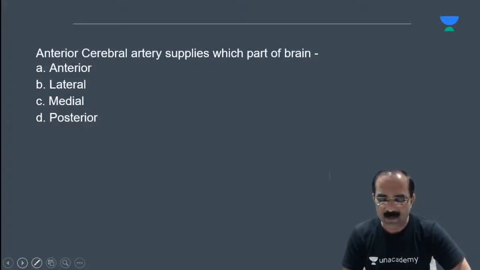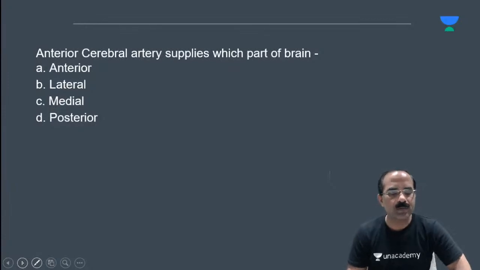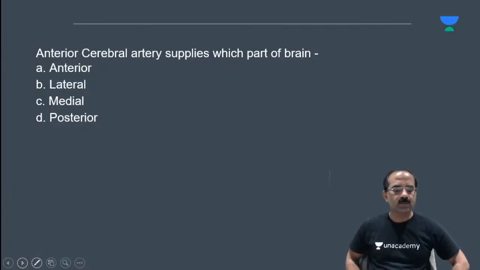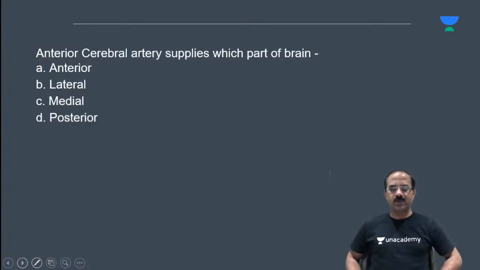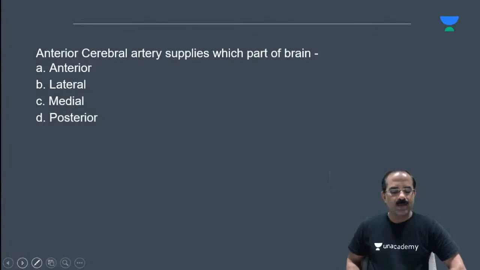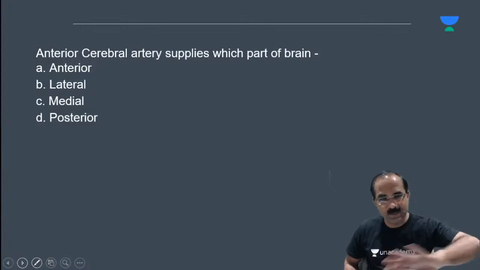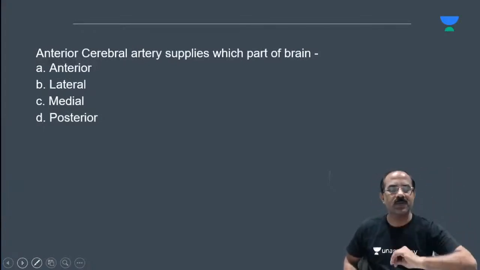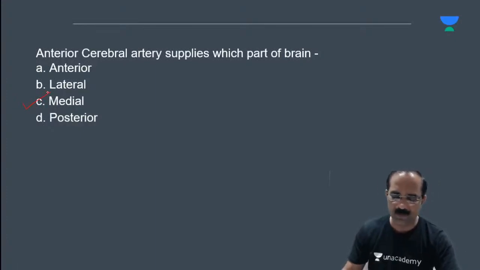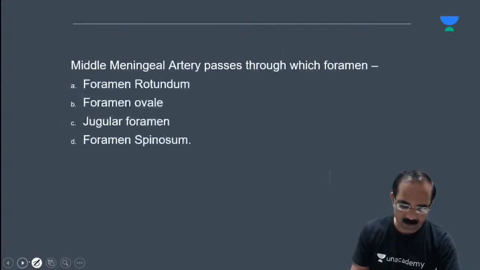Answer this. Anterior cerebral artery supplies which part of the brain? Specially curated MCQs for you all I made. Anterior cerebral artery supplies which part of the brain? Lateral, how, child? Anterior cerebral artery supplies which part of the brain? All the MCQs associated with this I'll tell you, so try to understand it like that. It is the medial part of the brain. Medial surface of the brain is supplied by anterior cerebral artery.